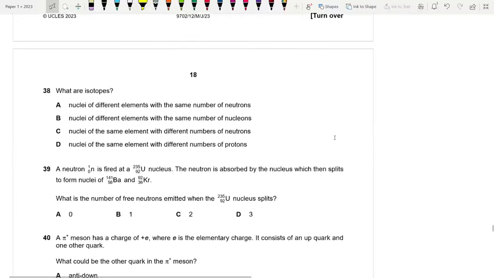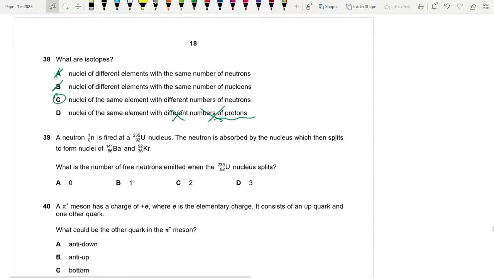All right. 38. What are isotopes? This is too easy for us chemistry students. They are nuclei of the same element, right? Basically, they have the same proton number, so they're of the same element, but they just have different mass number and neutron number. Okay, this is contradictory, because if you have different number of protons, then you turn into another element. So 38 is C.